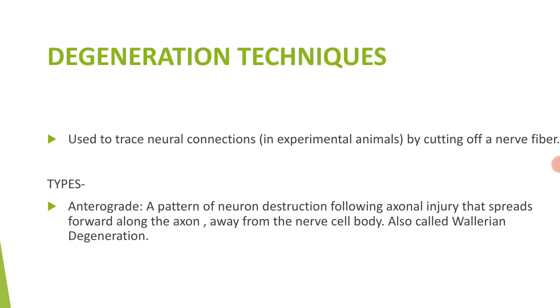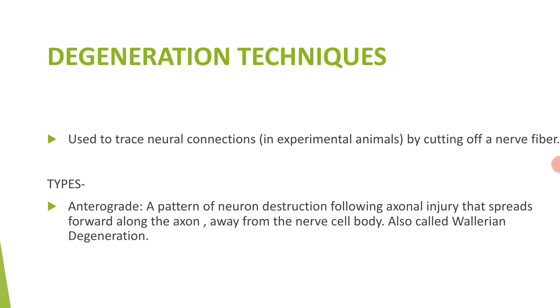And there are two types of such techniques, or I should correct the statement: there are two types of degeneration. One type is the anterograde degeneration, a pattern of neuron destruction following axonal injury that spreads forward along the axon away from the nerve cell body, also called Wallerian degeneration.